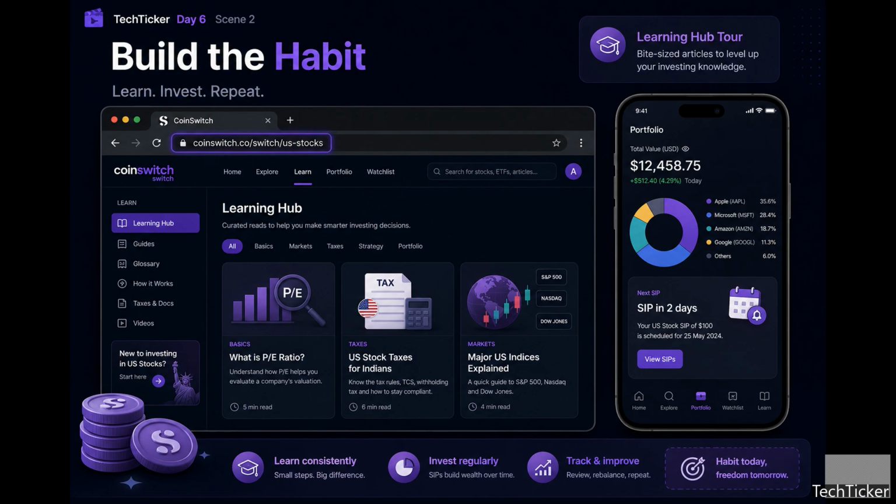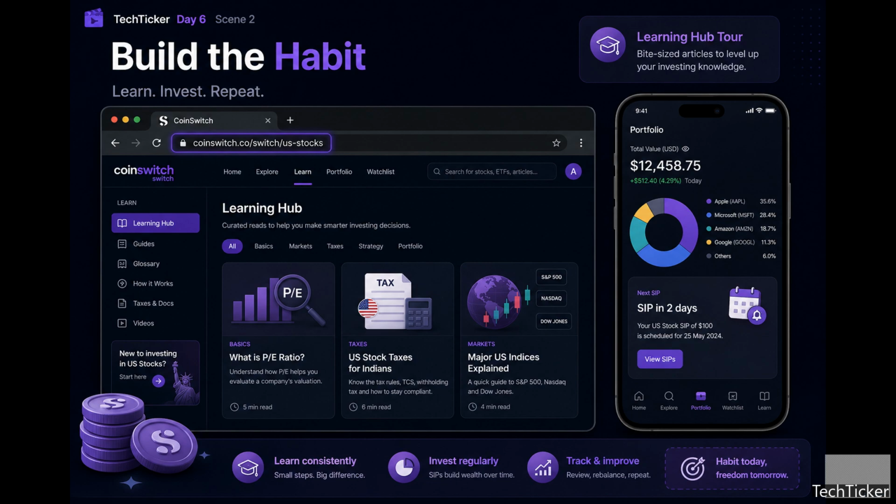The habit loop. Learn on CoinSwitch. Practice on CoinDCX with 100 rupees at 1x leverage. Review what happened in a simple journal, even a Google Doc. Repeat weekly. That's how beginners become disciplined traders.